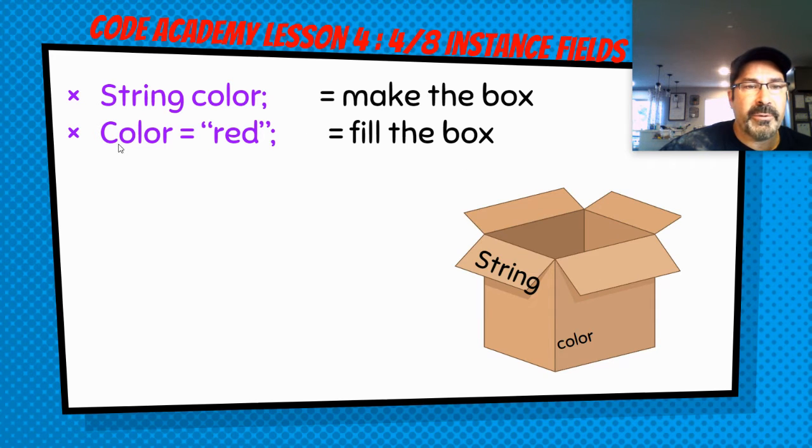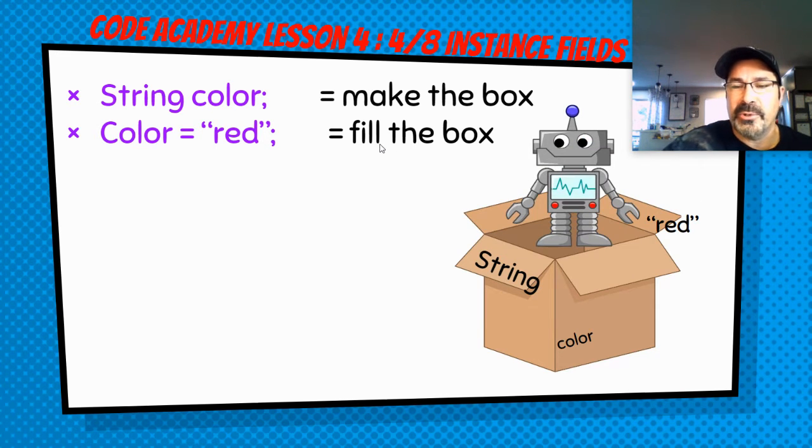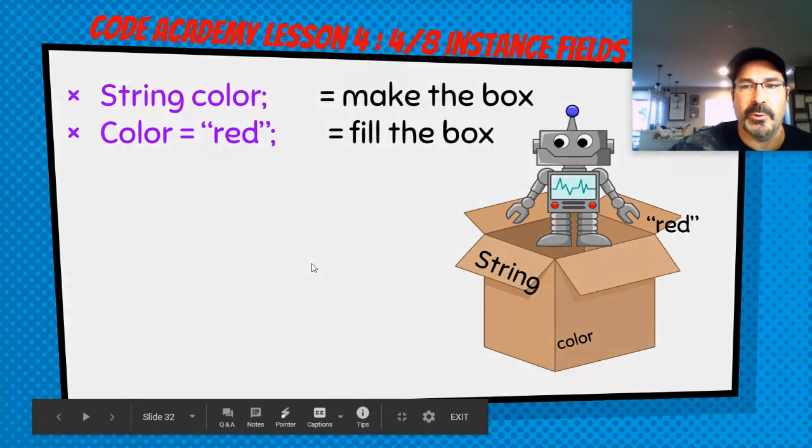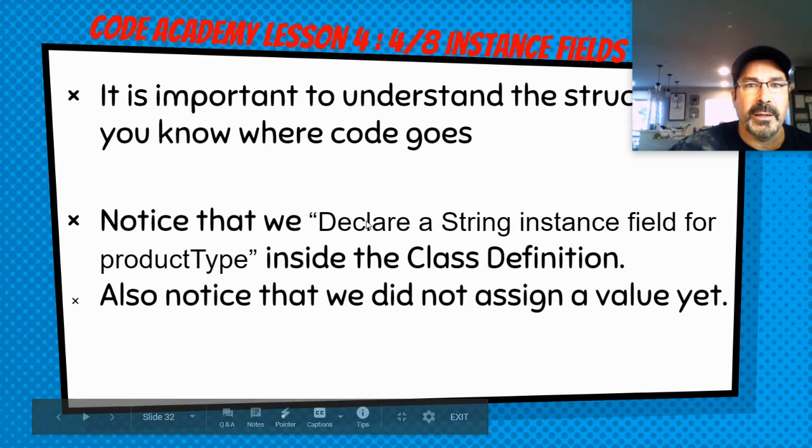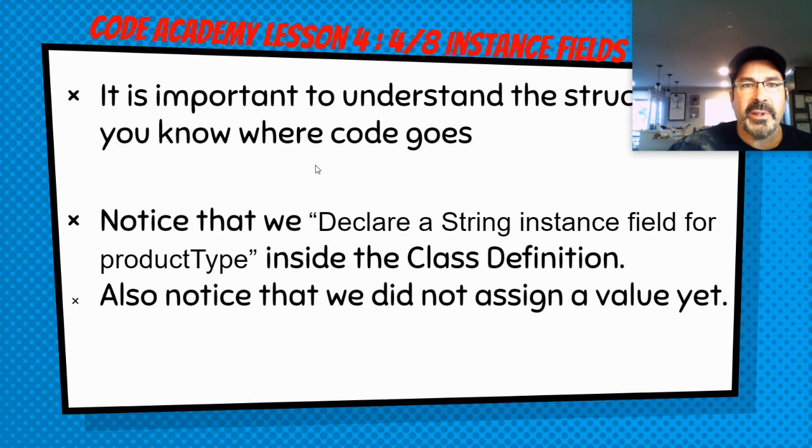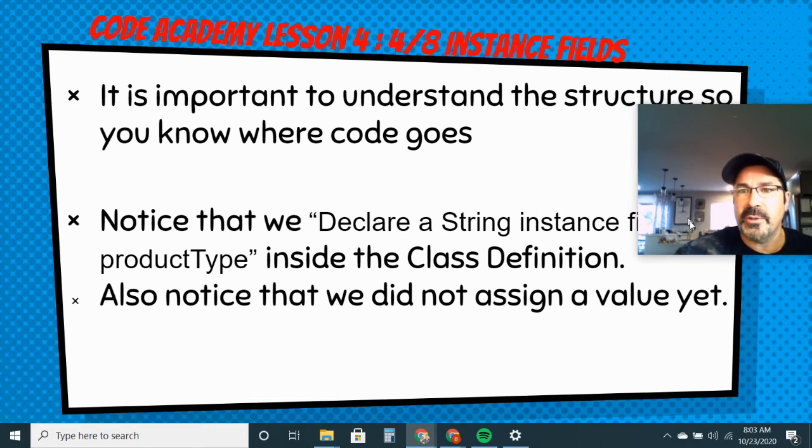All right. So now if we ever write the code color equals red, we're assigning something to it. We're filling the box. So we're doing it in two separate steps. We create the empty box and then we fill the empty box. All right. So let's go and actually do this code that they're asking us to do.